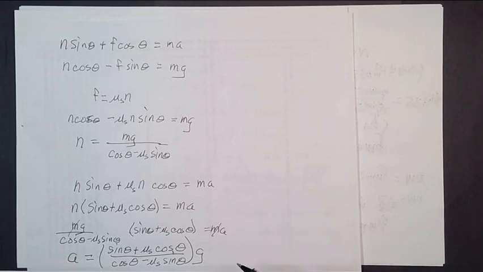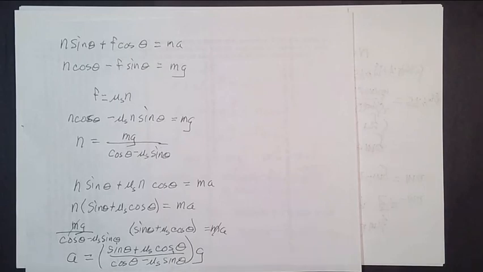Now, does this make sense? What if we had a flat surface and theta was 0? The sine theta terms would vanish. I'd get a equals mu sub s cos theta divided by cos theta times g. Well, the cos theta terms divide out, and I get a equals mu sub s g. We've run into that before for a maximum acceleration when you have static friction. And so it works when I go to that extreme of a slope of 0 on that banked curve.